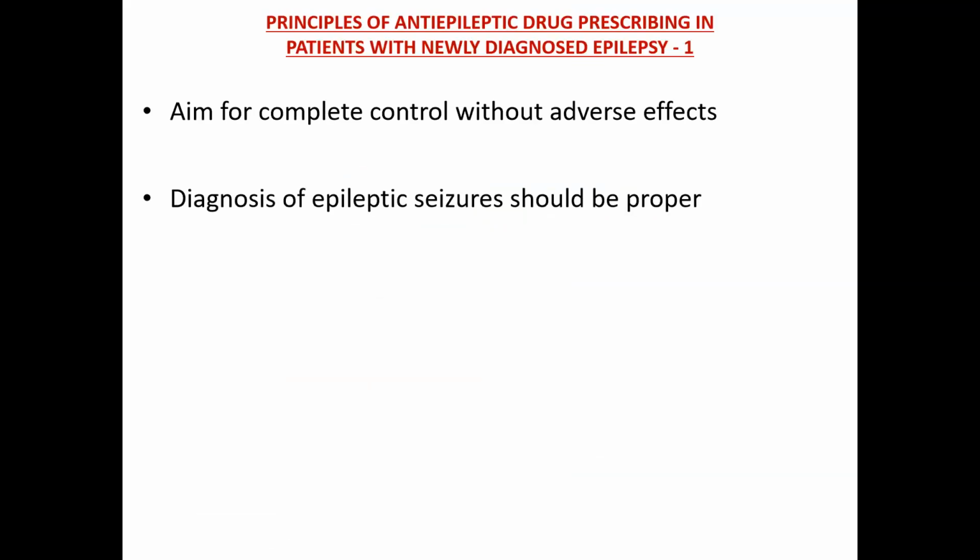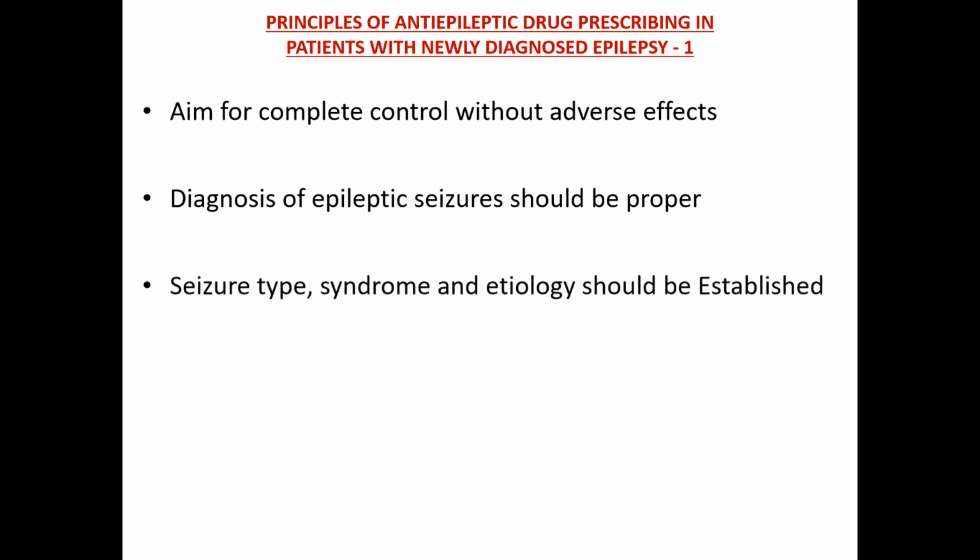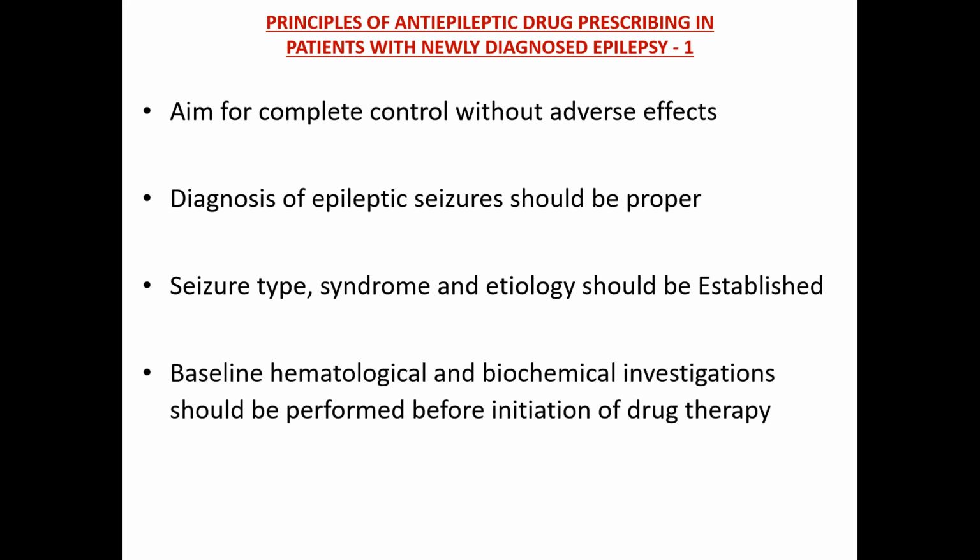The first aim is to control the seizure with minimal adverse side effects. The diagnosis should be proper: the epileptic seizures and syndrome, type of epilepsy, and etiology should be established. Baseline hematological investigations would be CBC, LFT, RFT, and sugars. These are the mandatory investigations before initiation of the drug, and the basic investigations to be done for all patients.